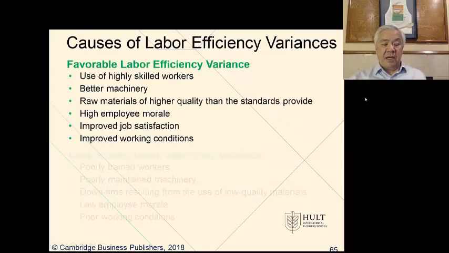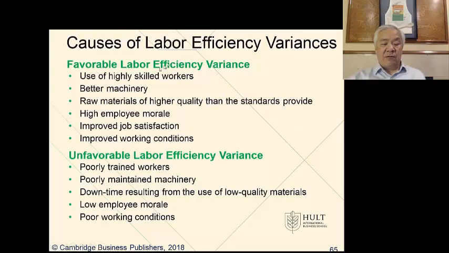On efficiency, favorable means that they were skilled, our machines working better, the raw material made it easier to work with, we had better morale or job satisfaction or working conditions. These are favorable things that would have us work more efficiently than what we estimated. On the other side, unfavorable means that maybe they weren't trained, or the machines didn't work, or there were low quality materials, or morale was low, or conditions were bad. Again, the variance gives us a direction to look into, but it doesn't really tell us the reason.